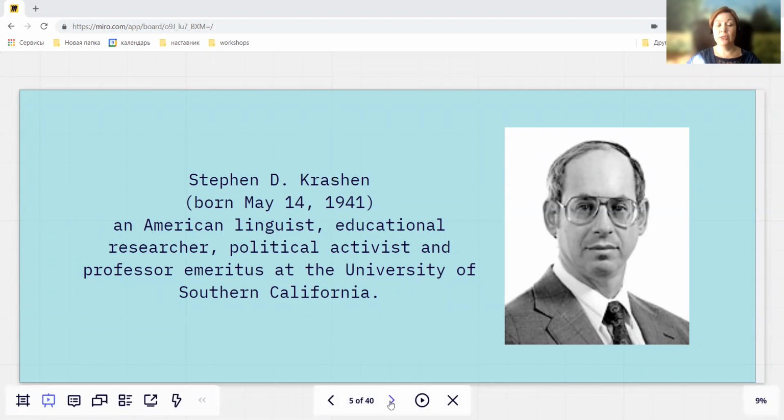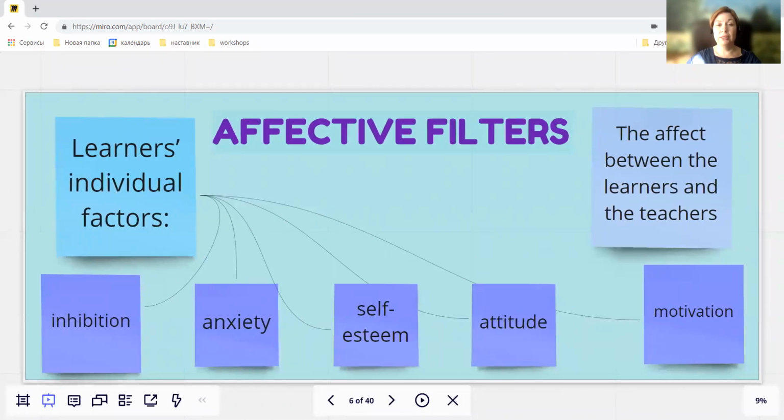Second language learners are influenced by the following factors, such as age, society, environment, and so on, among which affective factors are of great significance. If the affective factor is negative, it's called the affective filter.